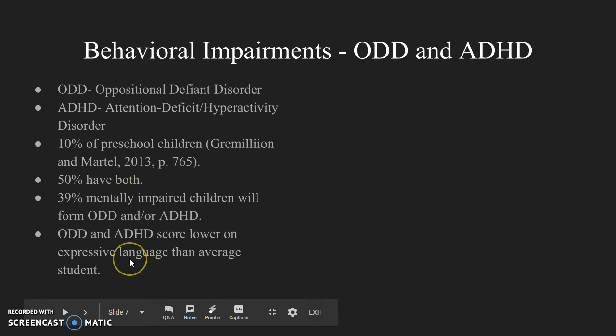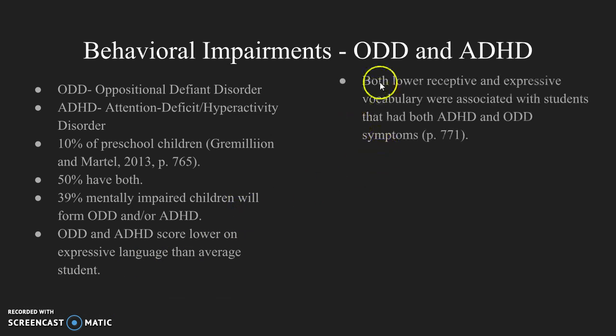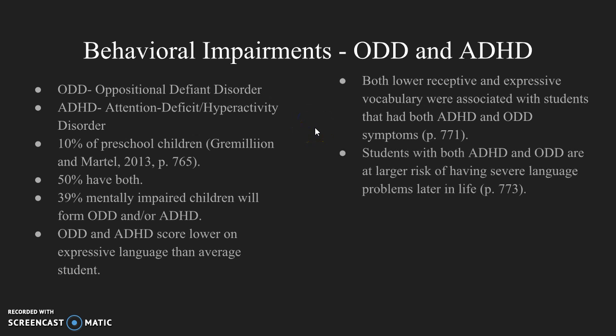Students with ODD and ADHD will score lower on expressive language than your average student. Both lower receptive and expressive vocabulary were associated with students that had both ADHD and ODD symptoms. Students with both ADHD and ODD are at a larger risk of having severe language problems later in life.